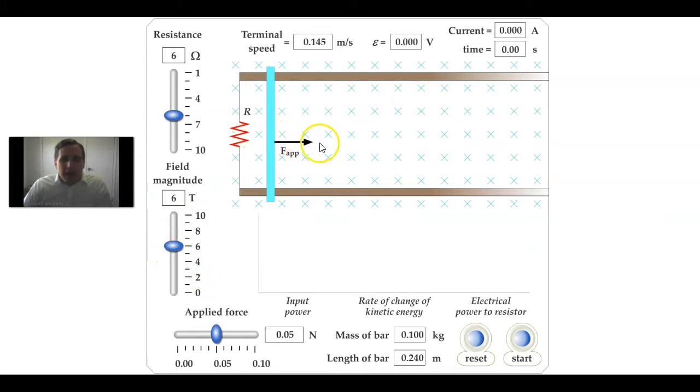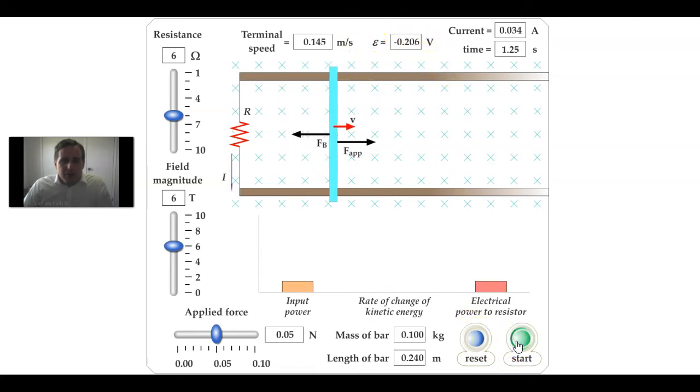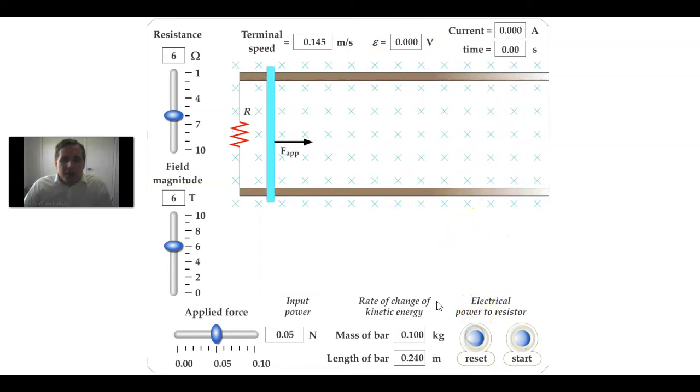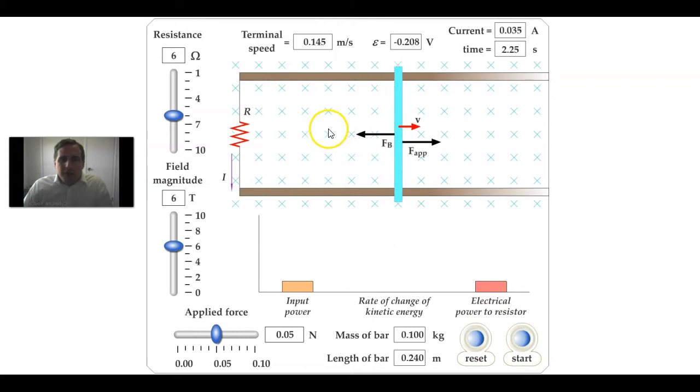So we're going to apply this force on this bar. It's going to slide on these rails, stay in electrical contact, and let's see what we get in terms of current and induction in terms of the EMF. So let's go ahead and start. So look at that. Notice that over a short period of time, we yanked the bar and the magnetic force built up, and then we got to a constant terminal velocity.